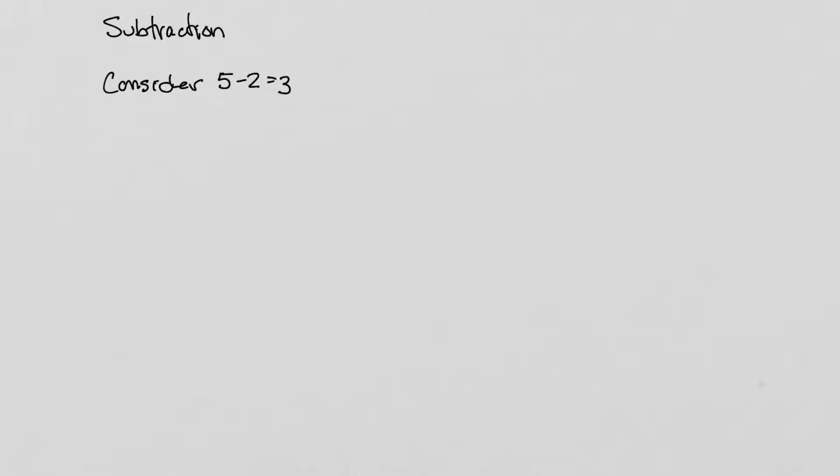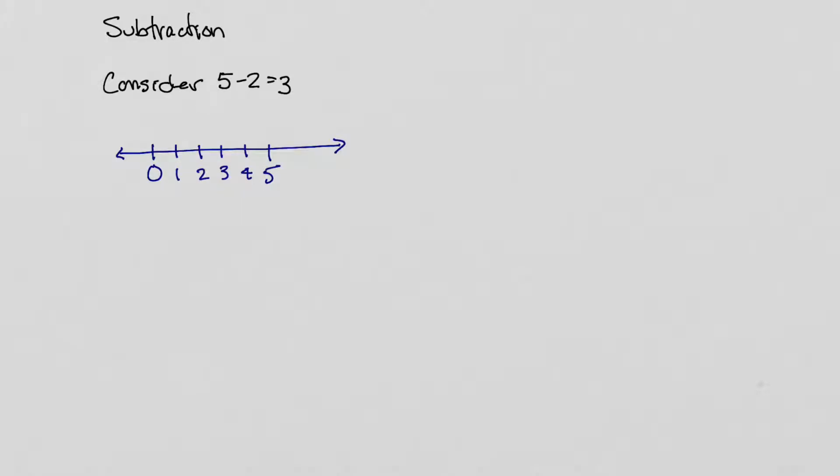To think about subtraction, let's consider this problem here. We've got 5 minus 2, and we know that's 3. But let's look at it on the number line. So suppose that we draw us a number line right here. And what we can do is put a 0 right here, and 1, 2, 3, 4, 5. All right, 1, 2, 3, 4, 5.